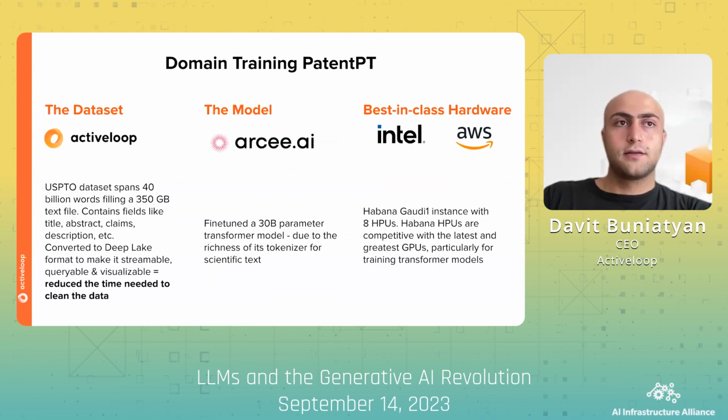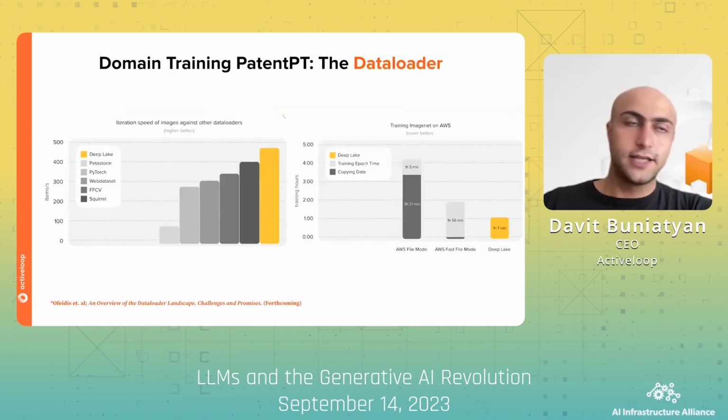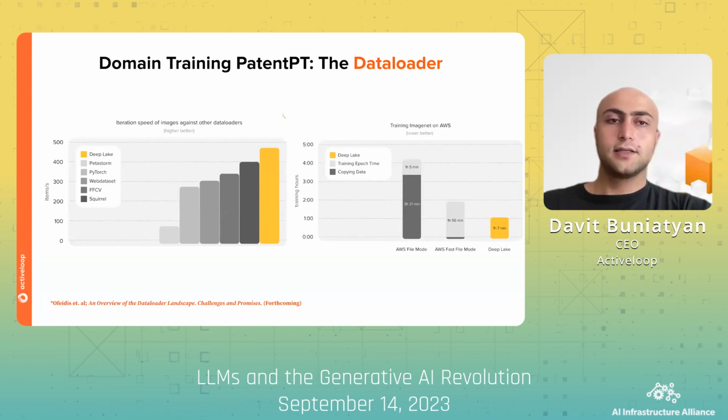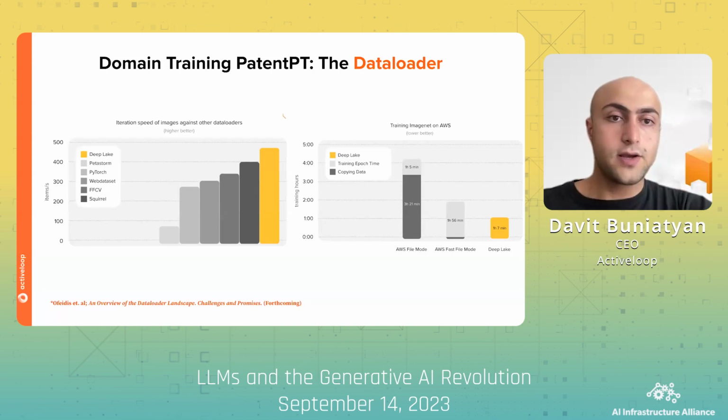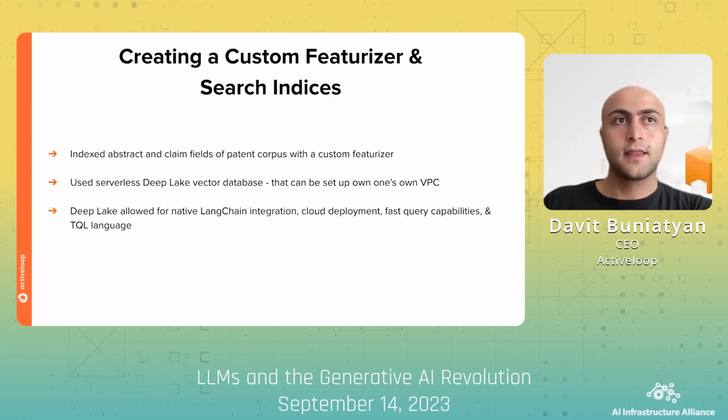So what we did is the following: we first of all collected all the data and stored it in Activeloop Deep Lake. We collaborated with RC AI to fine-tune a model for both embeddings and also the LLM. Then, with help from Intel and AWS, we trained and deployed this model. And of course, the data loader has been very critical there as well, because you could train and also run the queries on top of this data on the fly.